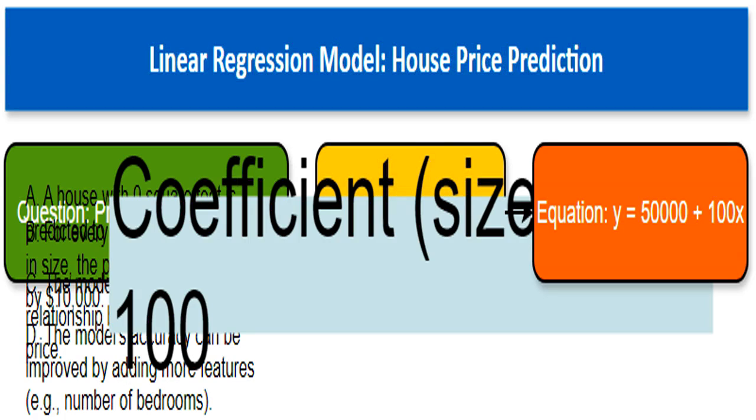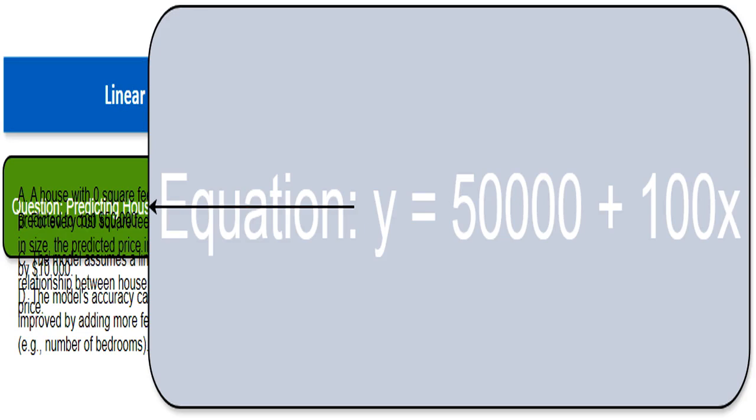It's the price increase per square foot. This is our prediction equation. Y represents the predicted house price. X is the size of the house in square feet. So, I take the base price, $50,000, and add $100 for every square foot, X.